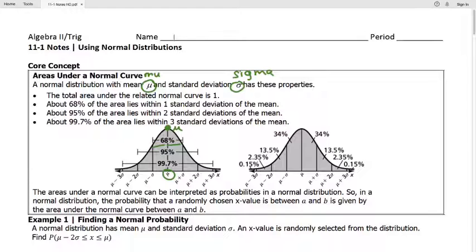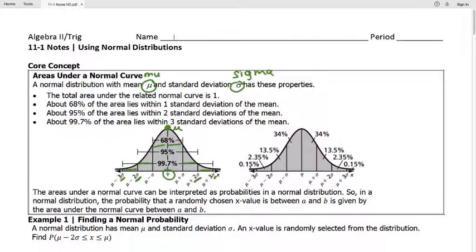Then if we go another standard deviation to the right and to the left, that means we're 2 standard deviations away. We have about 95% of the whole area under the curve. And if we keep going 3 standard deviations to the right or to the left, we've got about 99.7% of the area under the curve covered within 3 standard deviations.